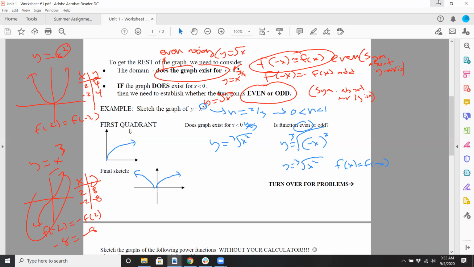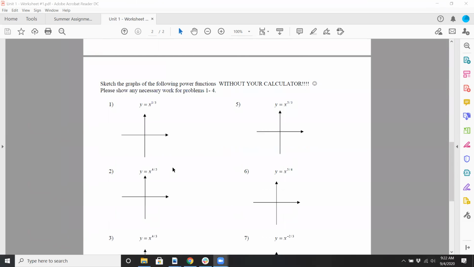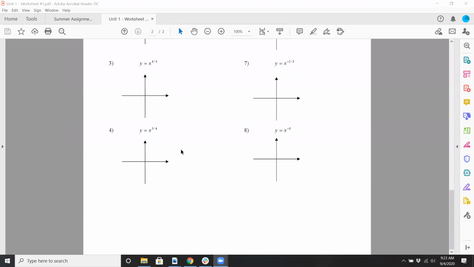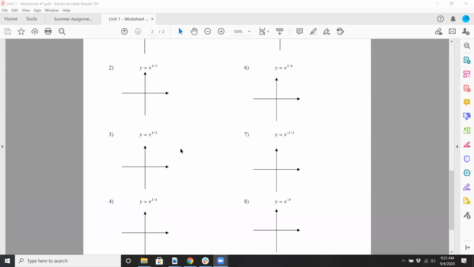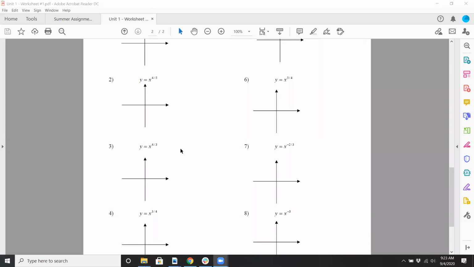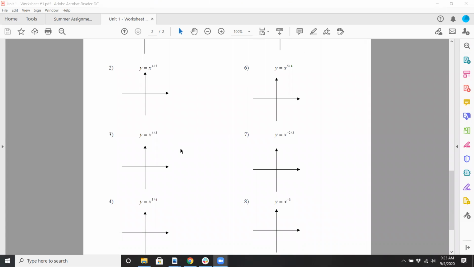Okay, so now let's take a look at maybe some of the examples here, and then we'll go back to the summer assignment. So there are a total of 8 problems. Let me do maybe 2, 6, 7. So I'm going to do one of each case because they look kind of weird, right?